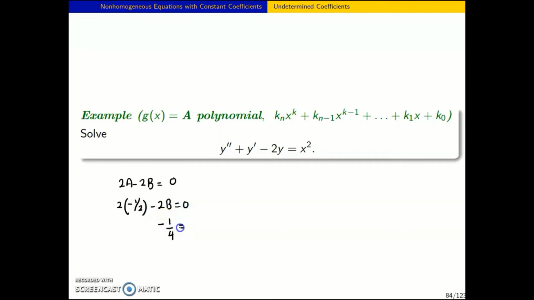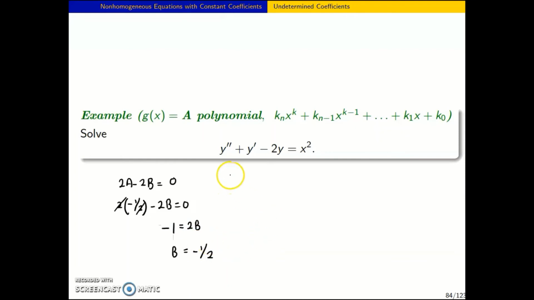So negative 1 minus 2b equals 0. Sorry, I made a mistake here. It's not 4. Okay, that cancels out here. So I have negative 1 equals 2b. So b equals negative half.